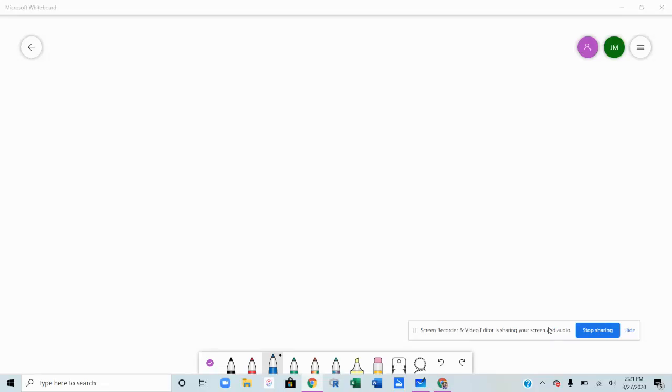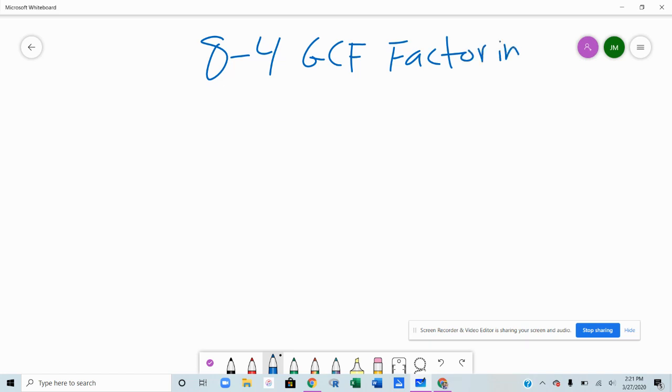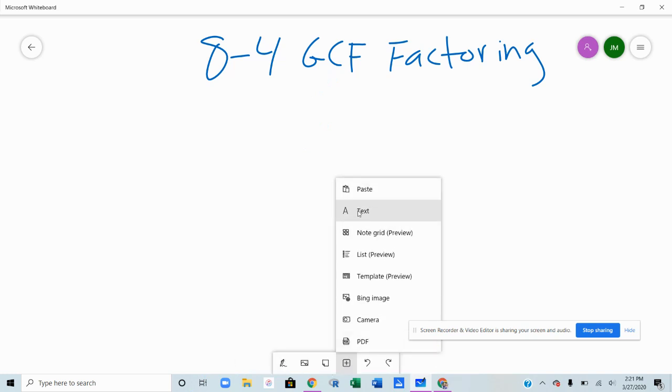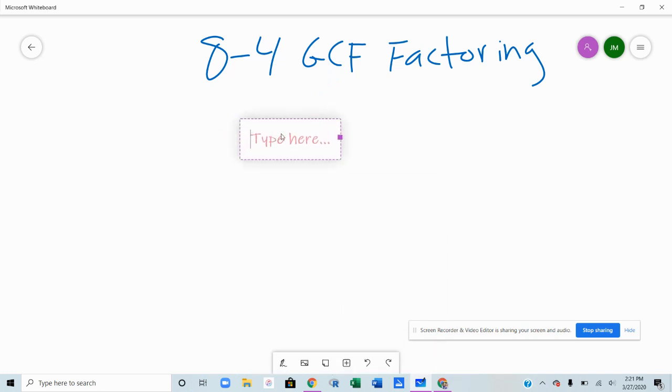We are going to look at your 8.4 notes, which is GCF factoring. So first we need to review what a GCF is, and then we can review how to actually factor using that. So first thing we need to remind ourselves is GCF stands for greatest common factor.